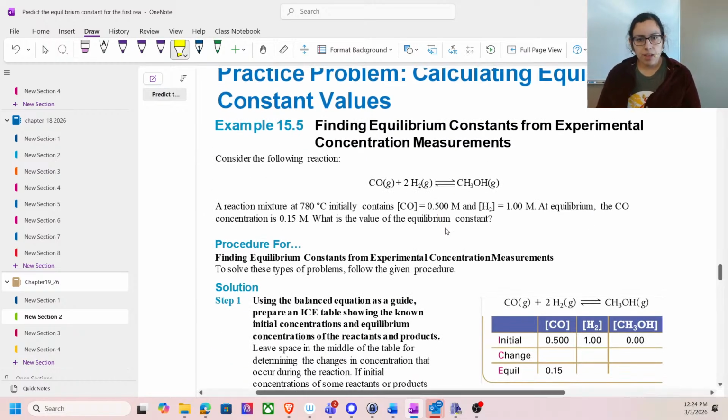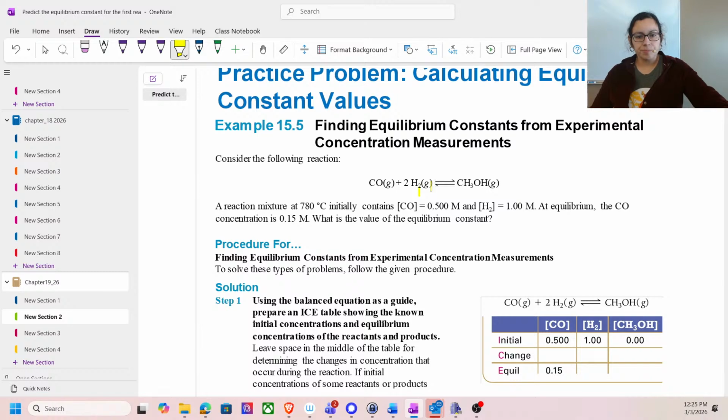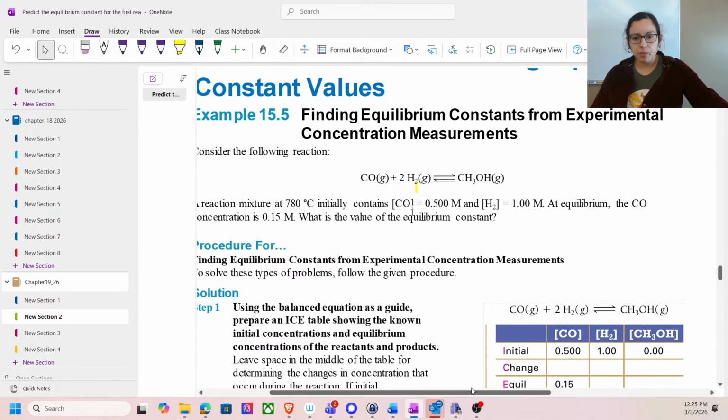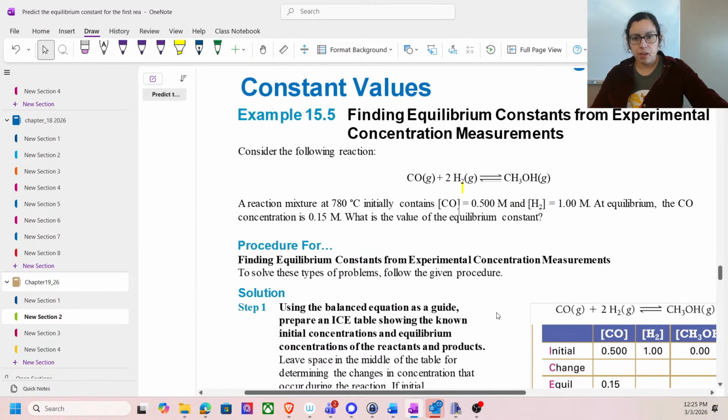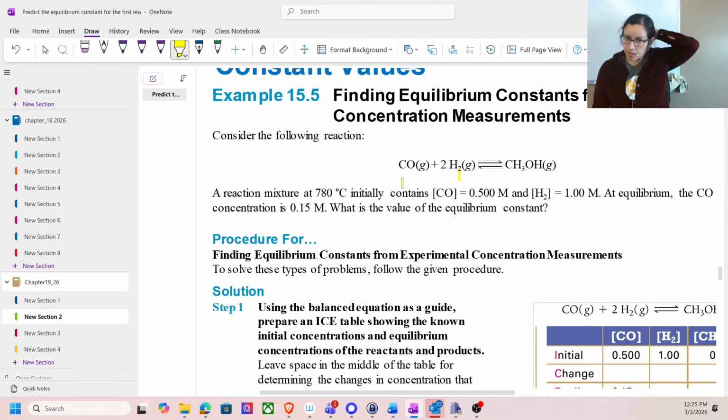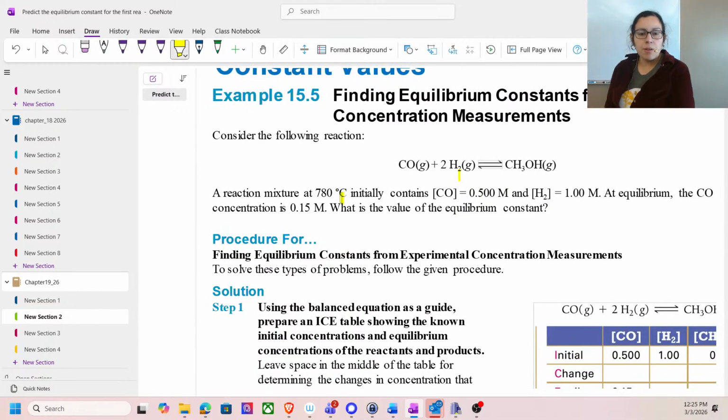All right, so looking at our reaction here. We have everything in our gaseous state. So CO plus 2 equivalents of H2 give us methanol. And so we have our reaction mixture at 780 degrees Celsius. So this is probably extraneous information, right? We mentioned that our equilibrium constant is the same as long as we're not changing temperature. That's not what we're doing right now.